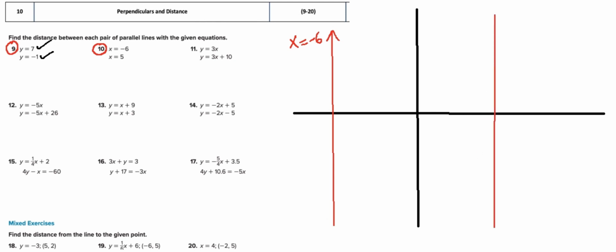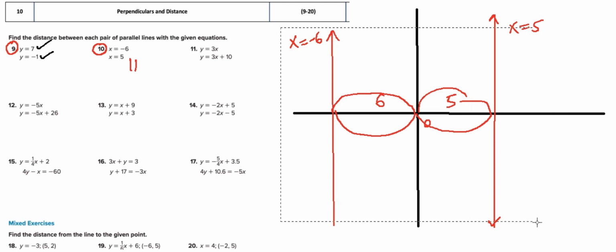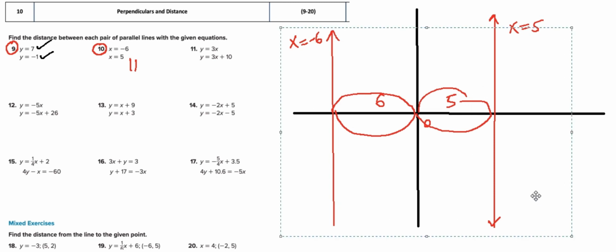So how much is the distance from minus 6 to 5? 5 units this side and 6 units this side. It is the origin, so the total distance is 11. From 0 to minus 6 is 6 and 0 to 5 is 5. This line is x is equal to 5, so the total distance is 11. Just add them. No need to apply the formula in question number 9 and 10. Just draw the graph and get the distance.